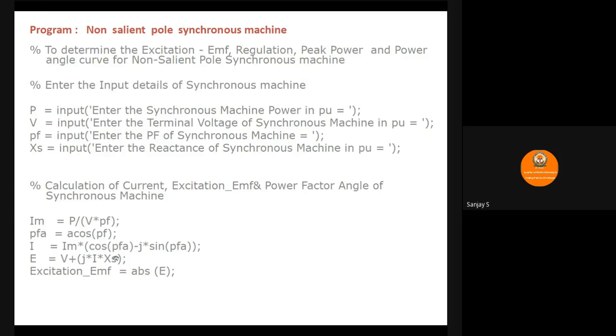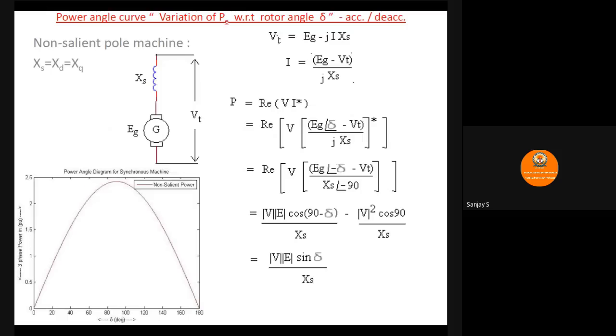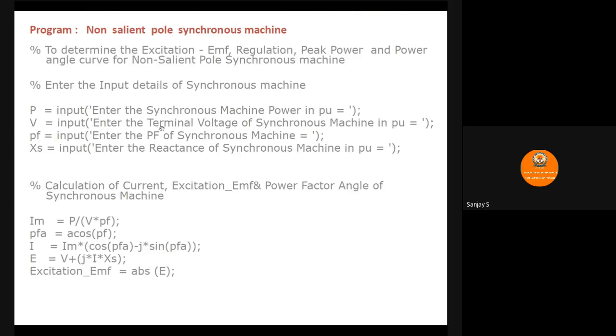Let us go back to the previous slide. So here you can see the relationship between terminal voltage and generated voltage. Vt is equal to Eg minus JIXS. So the same thing is being used here. E is equal to V plus JI into XS. Then excitation EMF, whatever we have to find, is nothing but the magnitude of this E. Magnitude in MATLAB you will be getting by taking the absolute function ABS of E.